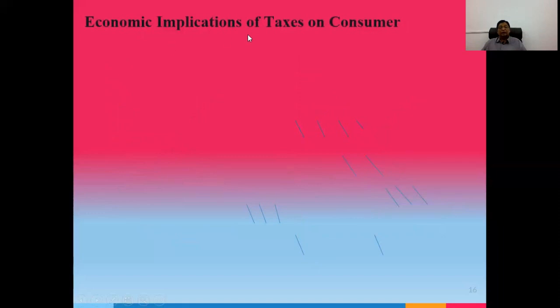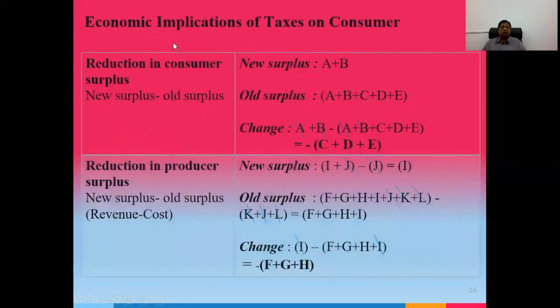Then, economic implications of tax on consumer by using equations. Reduction in consumer surplus is the difference between new surplus and old surplus. New surplus is given by the area of A plus B. Old surplus is given by the area of A, B, C, D, E. This difference is the reduction in consumer surplus change: minus C, minus D, minus E.